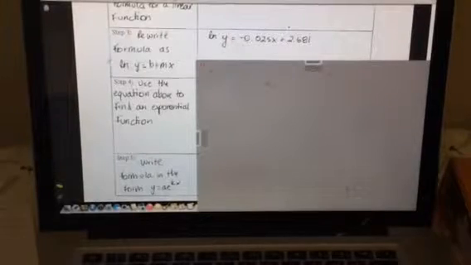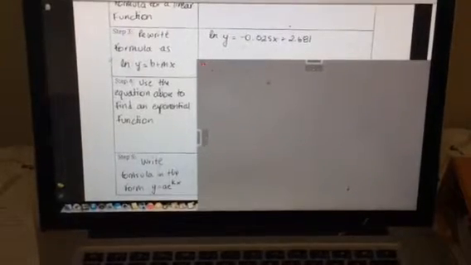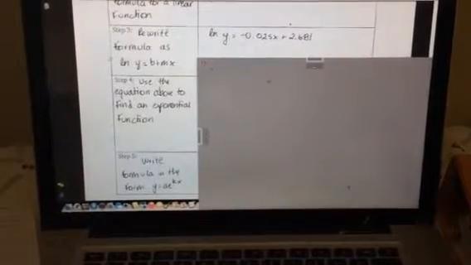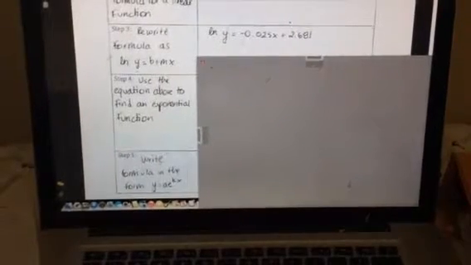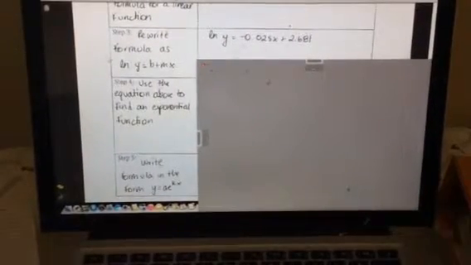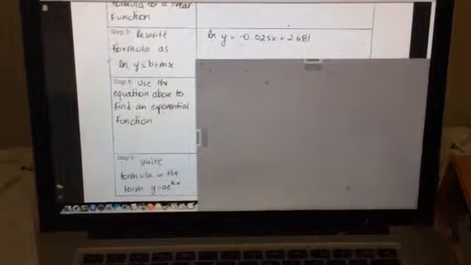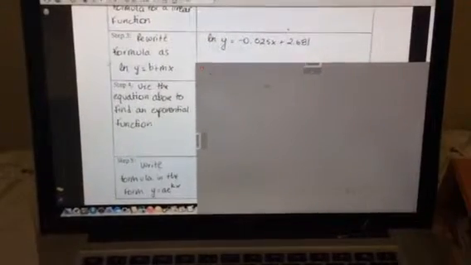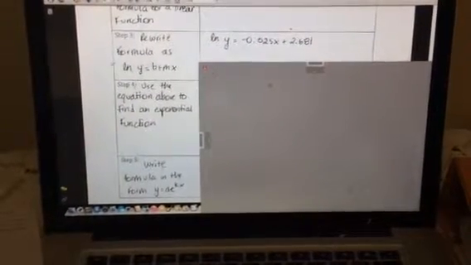Now step 4, it says use the equation above to find an exponential function. So right now you're going to solve for y. Now I want you to pause the video so you can do this on your own. I'm going to give you a hint: the inverse of natural log is e. So pause the video to solve right now.